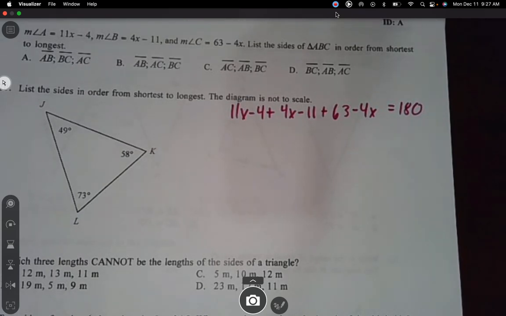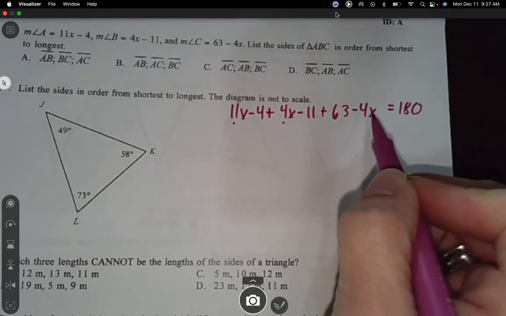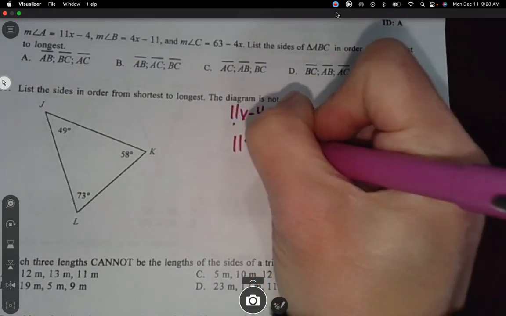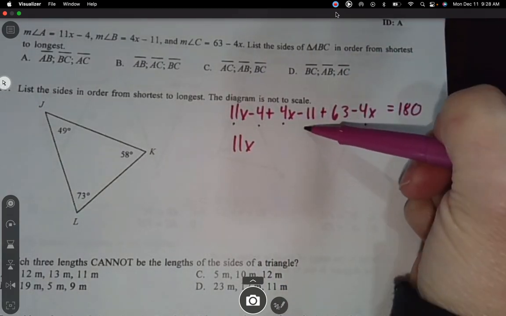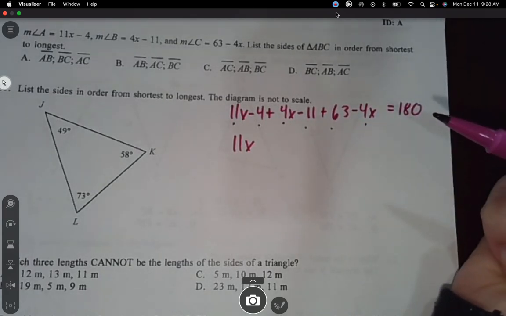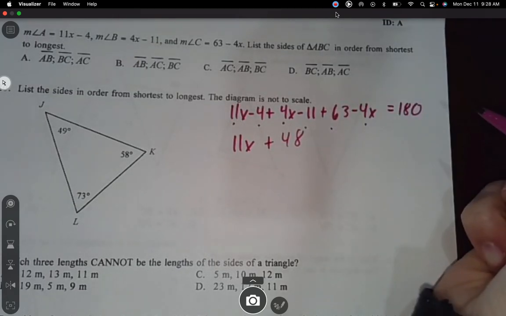Are we good now? Okay. What is 11x plus 4x minus 4x? 11x. Now let's do our numbers. Negative 4 minus 11 plus 63. 58? No, yeah, 48. Did y'all get 48? I got 48. I hope that's right. No, I thought it was 58. What is it? I got 48.